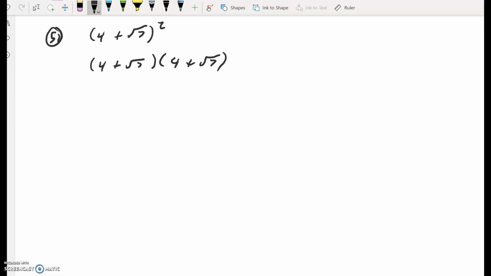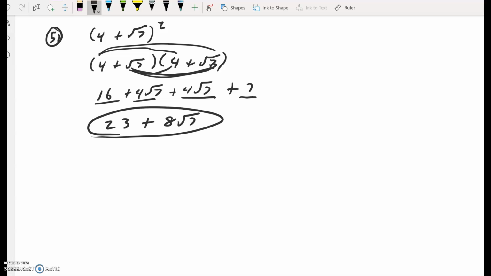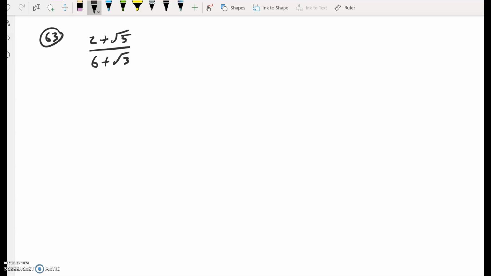It means to multiply it by itself, and there's going to be 4 terms. There's going to be 4 times 4, or 16. There's going to be plus 4 times the square root of 7. There's going to be plus another 4 times the square root of 7. And here, the square root of 7 times the square root of 7 is merely 7. So we have 16 plus 7, which is 23. And we have 4 of these plus 4 more of them. That's 8 of the square roots of 7. And we're done.